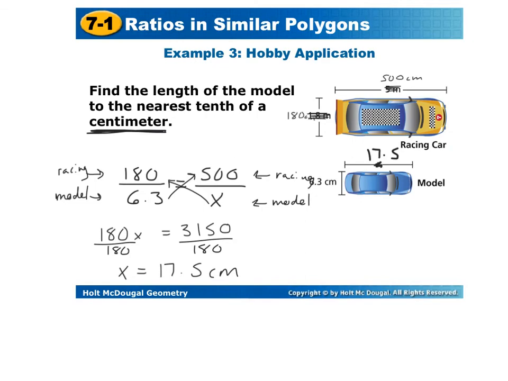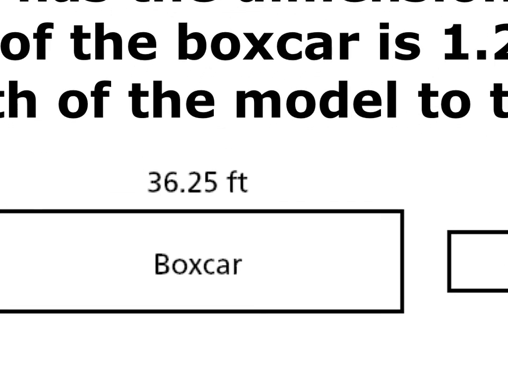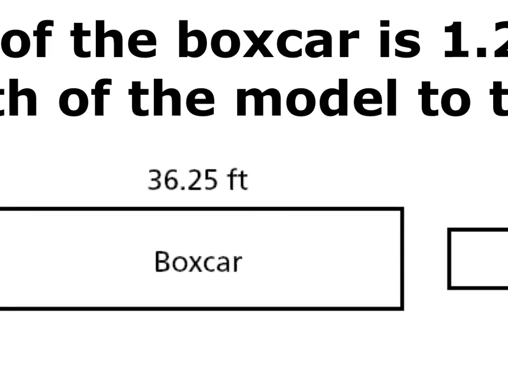Okay, let's go to our next example. We're going to do the same thing we just did. A box car has the dimensions shown. A model of the box car is 1.25 inches wide. Find the length of the model to the nearest inch. Our box car is given to us in feet. So if our answer needs to be in inches, what do we need to do to get our feet into inches? Convert it.